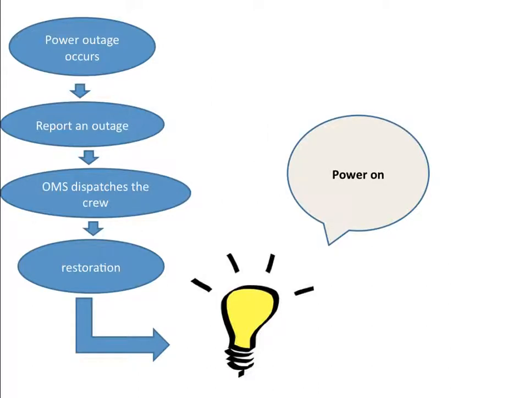The next slide shows the outage information flow cycle. When a power outage occurs, a person reports the outage by calling customer care. The customer care personnel reports the outage to the outage management staff, who enters the outage into the software after validating it. Once the outage is entered into the system, the outage management software dispatches the crew to the field. The crew works in the restoration period and hence the power gets restored.